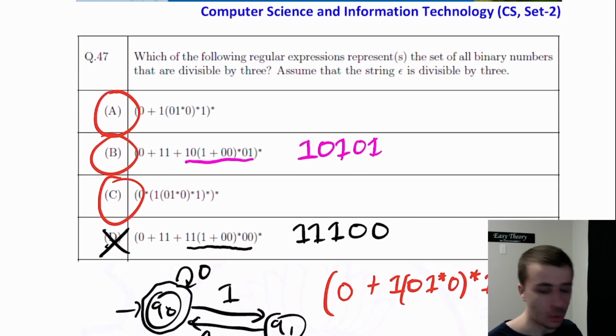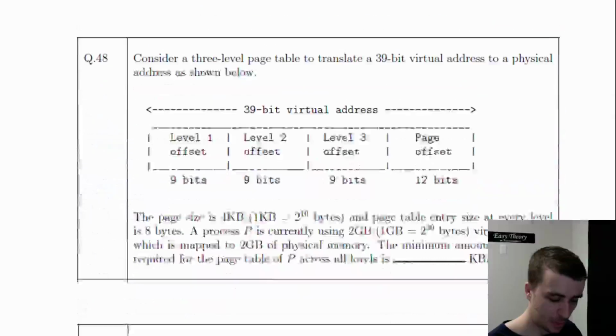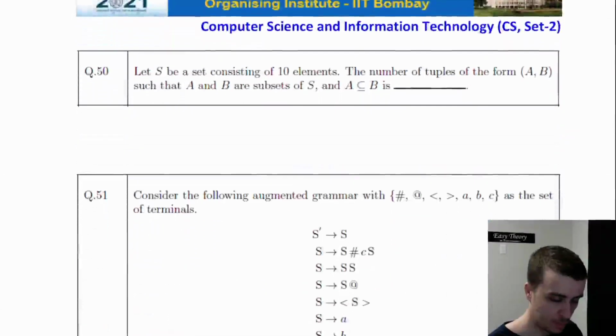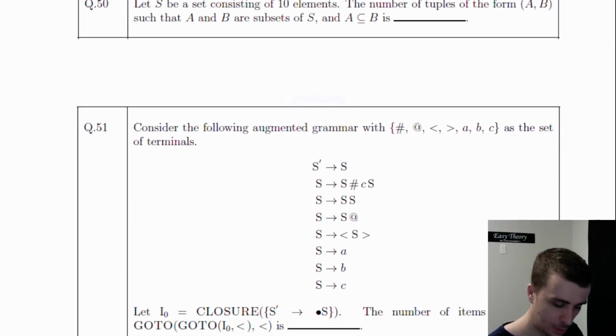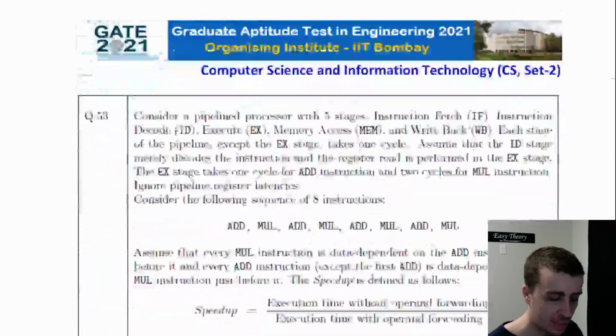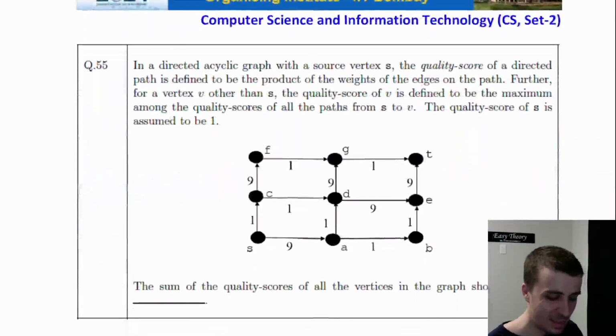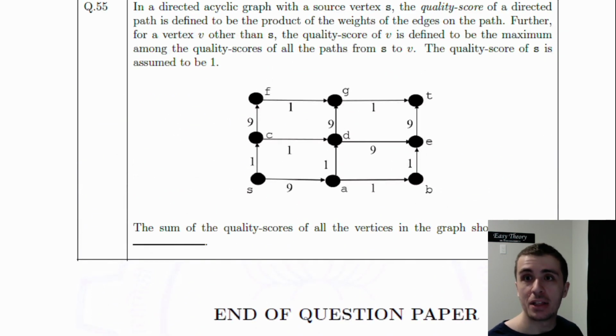So the answer to 47 is A, B, and C. That was a nice problem. It made me actually think about this. Well, actually, I had to think about all of them, but it made me think a little harder. And that's it. So hopefully this was interesting.